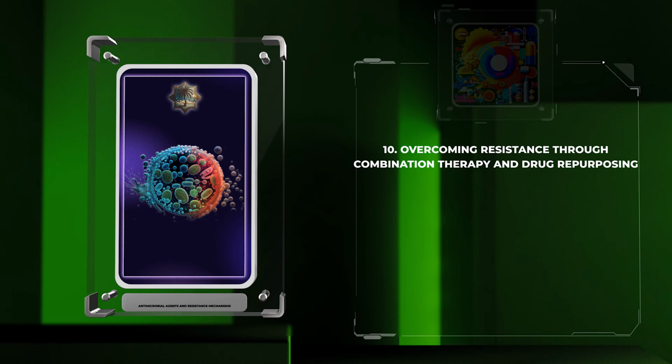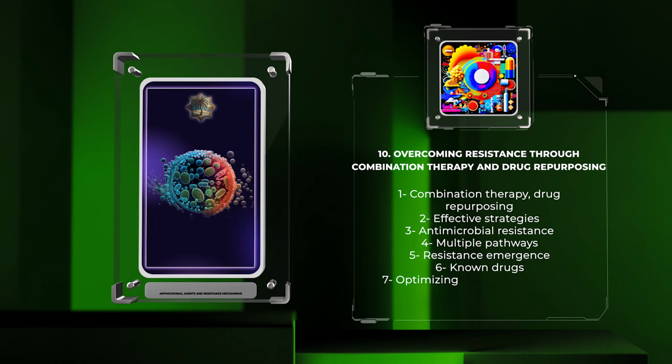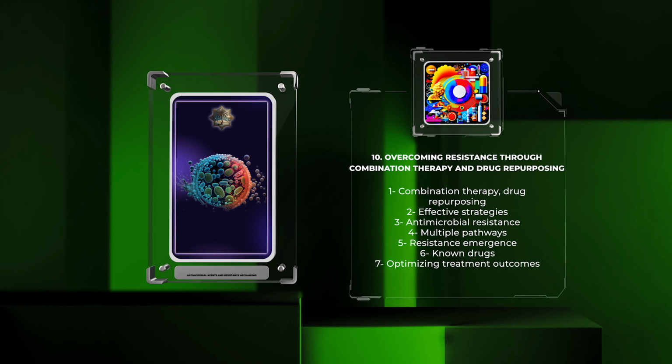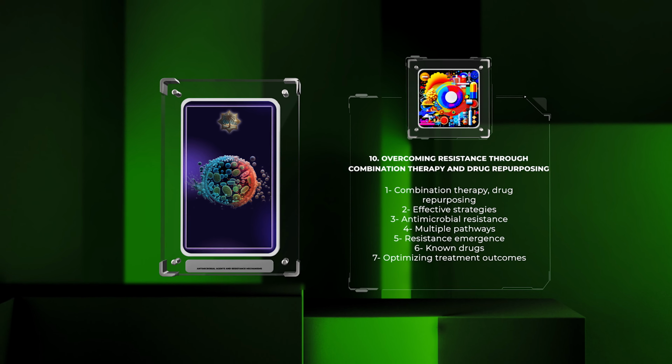Combination therapy and drug repurposing are effective strategies to overcome antimicrobial resistance. They target multiple pathways in the pathogen, making it hard for resistance to emerge. Drug repurposing utilizes known drugs, optimizing treatment outcomes in the face of resistance.